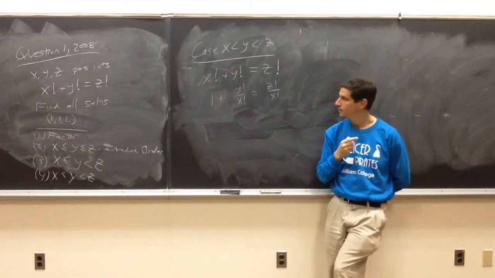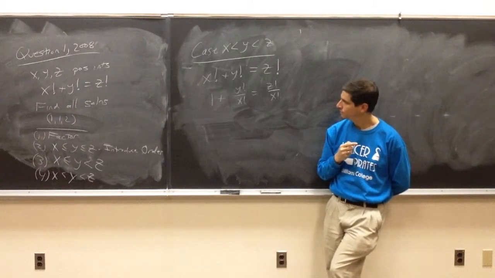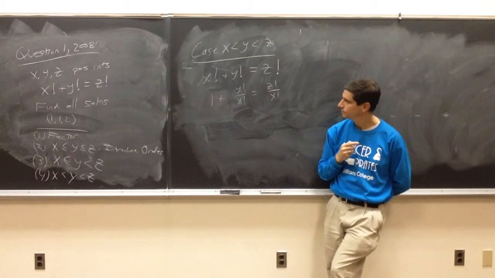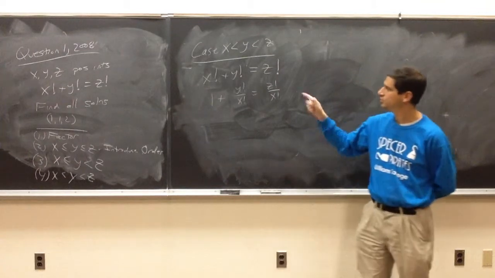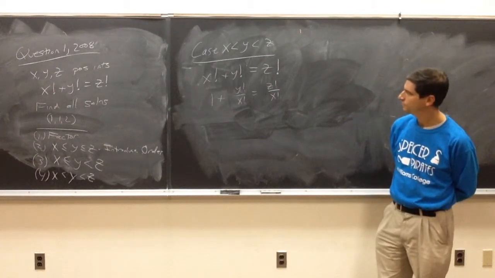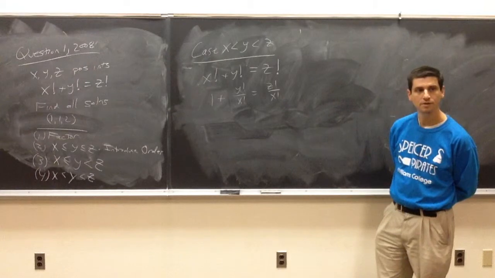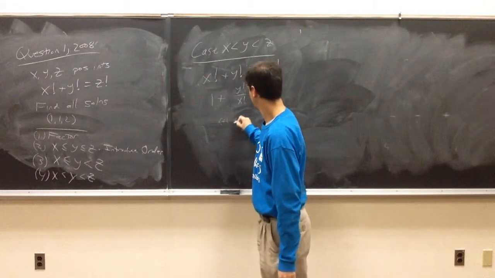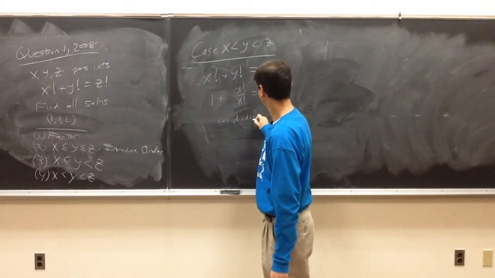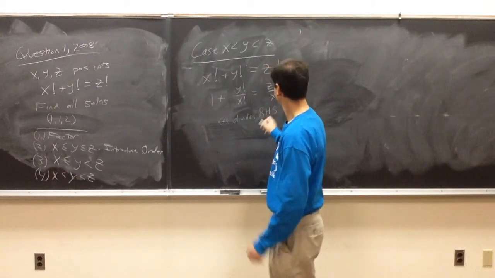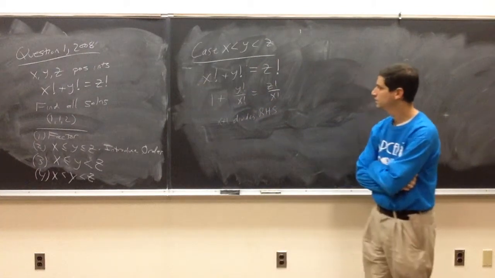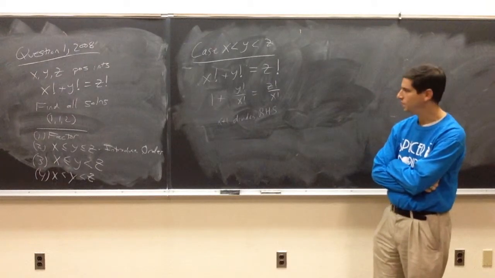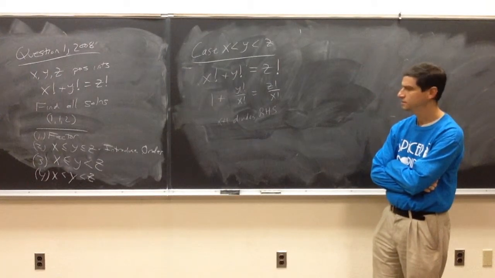Yes, you do a divisibility argument and say that x plus 1 divides z factorial over x factorial. So now what are we going to do? x plus 1 divides the right-hand side, because z is greater. So why does x plus 1 divide the right-hand side?